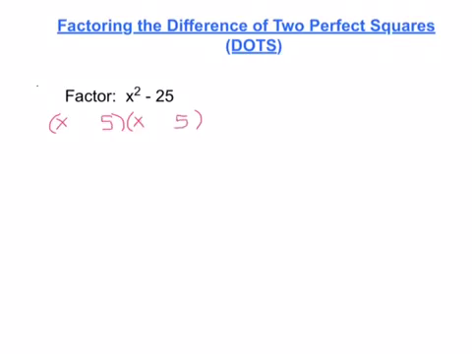And all you have to do is just make one of them positive and one of them negative. So one of them is an addition sign and one of them is a subtraction sign. And that's it. That is factored for you.